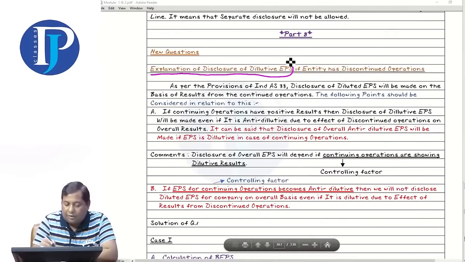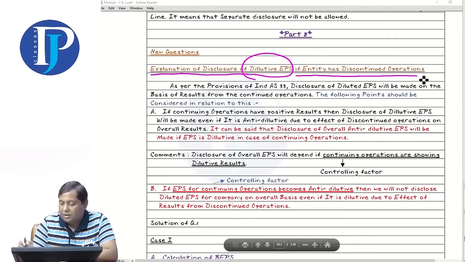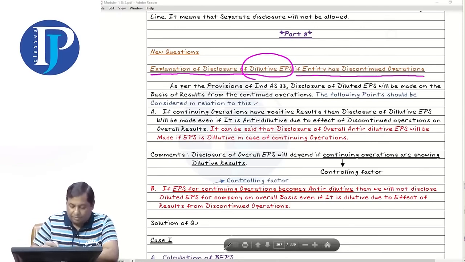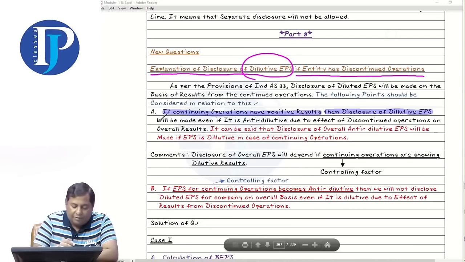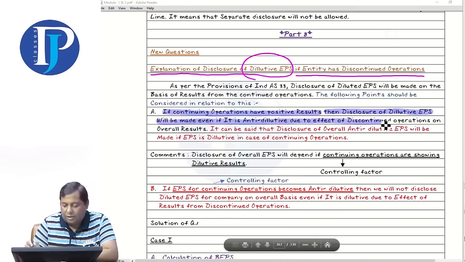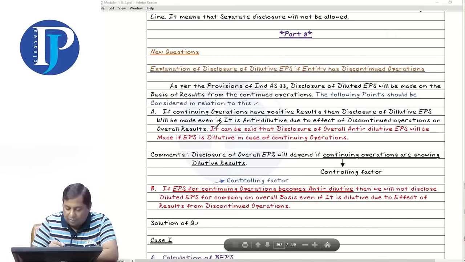Explanation of disclosure of dilutive EPS if an entity has discontinued operations. If continuing operations have positive results, then disclosure of dilutive EPS will be made, even if it is anti-dilutive due to the effect of discontinued operations. It can be said that disclosure of overall diluted EPS will be made.